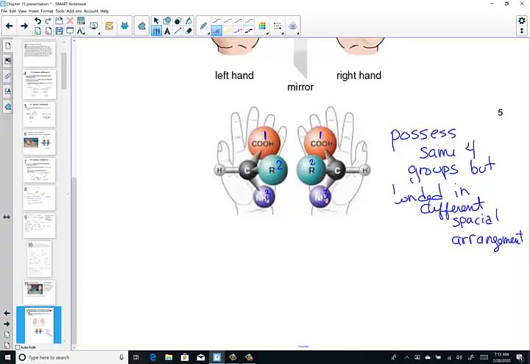When I spin clockwise or counterclockwise to attach those, notice that the priority in which I just labeled them has a clockwise spin in the first molecule. The same attachments on the other molecule spin in a counterclockwise fashion. So that's what I'm telling you: a clockwise spin and a counterclockwise spin. They're spinning in opposite directions.